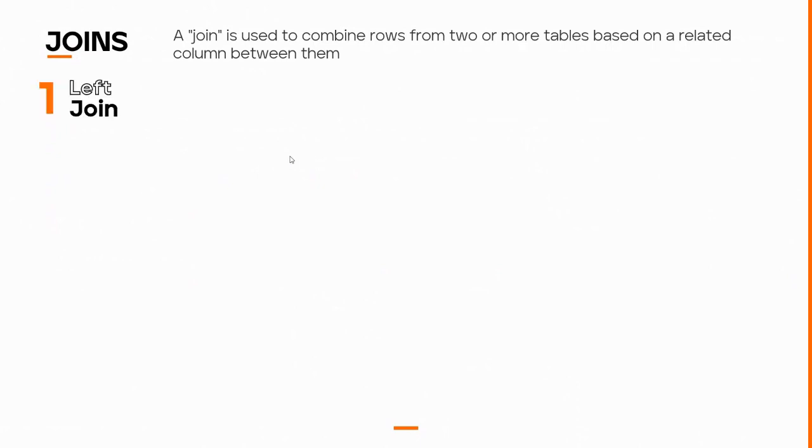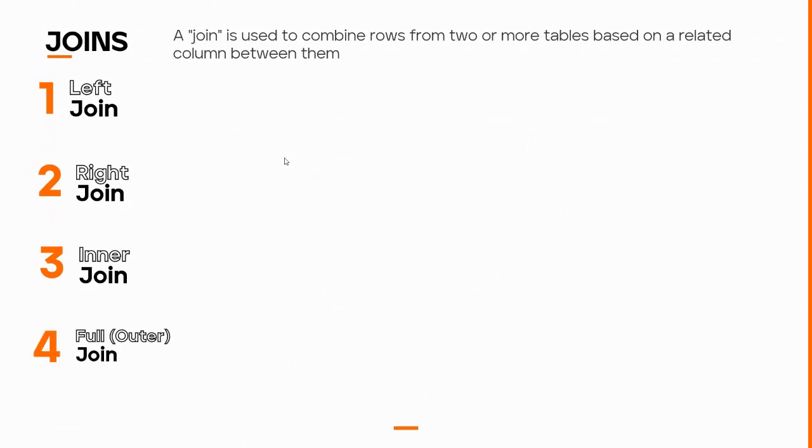Now what kind of joins do we have? We have left join, right join, inner join, and full outer join. In a left join, we discussed that it returns all the records from the left table. By left table, I mean the first table that we use in our query, and only the matching records from the right table, which is the second table that we use in our query. I'll talk about this later in our session today.